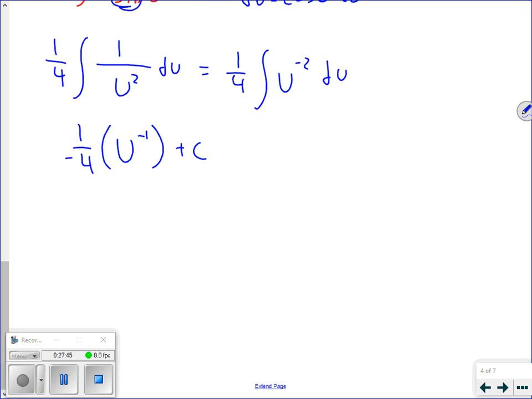Okay, now plugging u back in, we have negative 1. And I'll go ahead and bring u to the bottom. You can leave it as negative 1 if you want. U we made be sine of theta, so this is negative 1/4 sine of theta plus c.